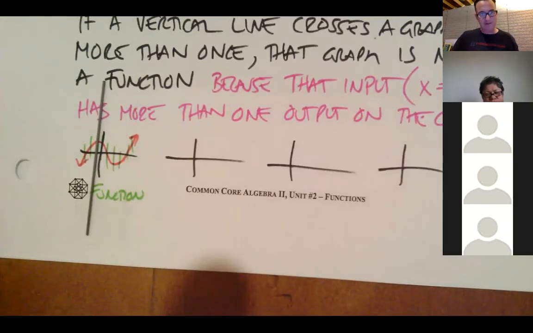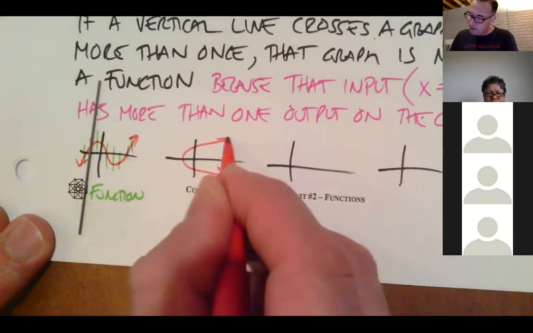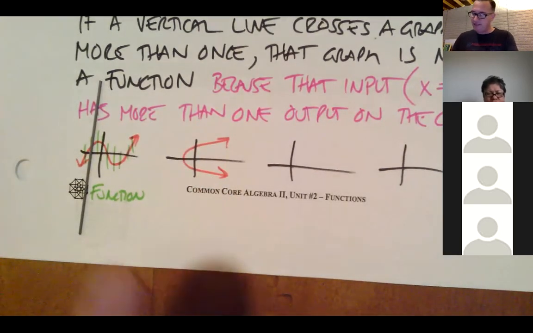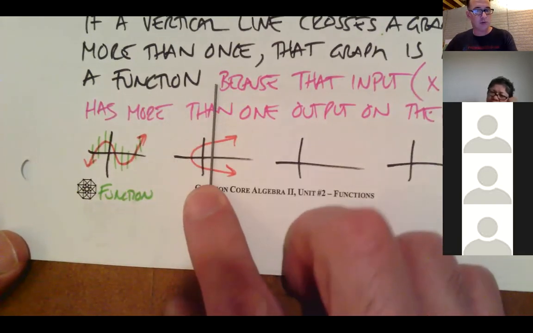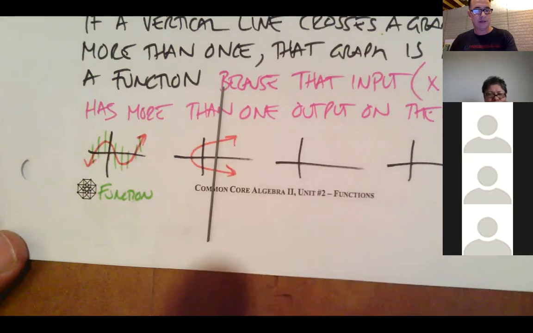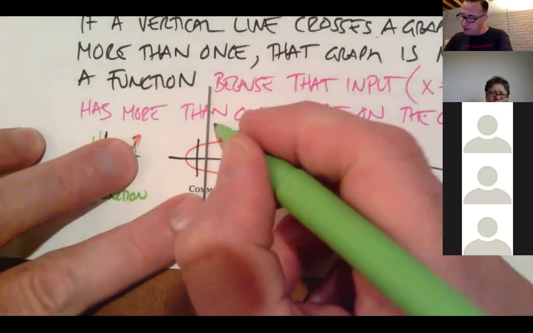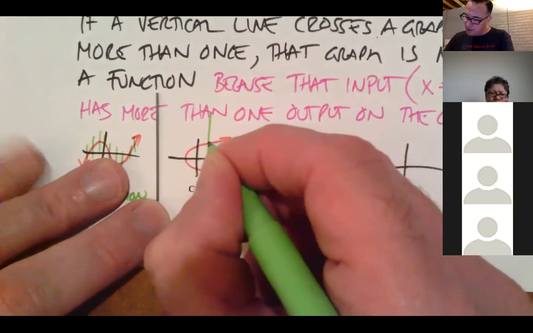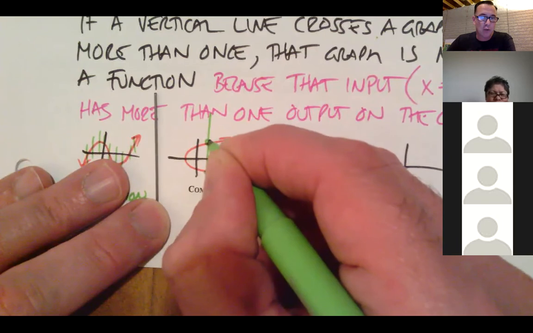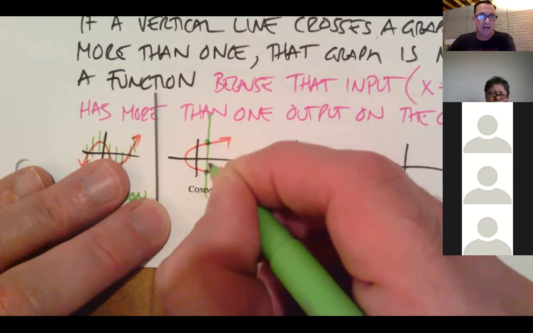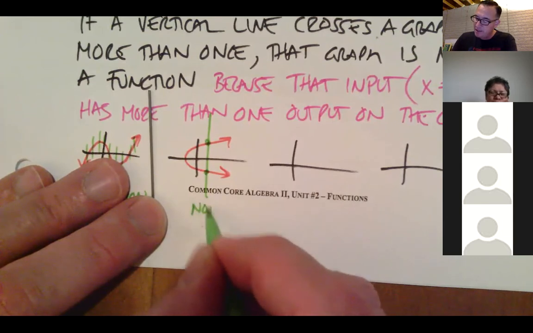But what if I've got one that looks like this? If I do that, can you see that the vertical line will cross this more than one time? If I look right there, I could draw a vertical line right along this. It would cross here and it would cross here, which means this x value here has a y value up and a y value down. This input has more than one output. So this will not be a function.